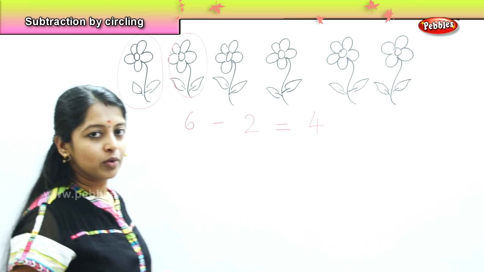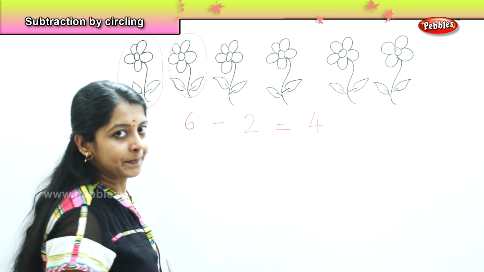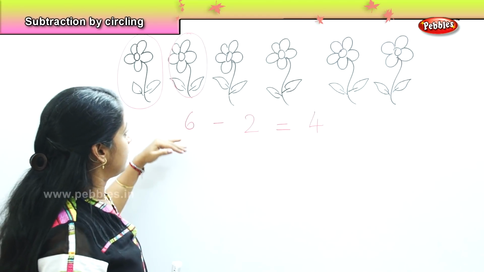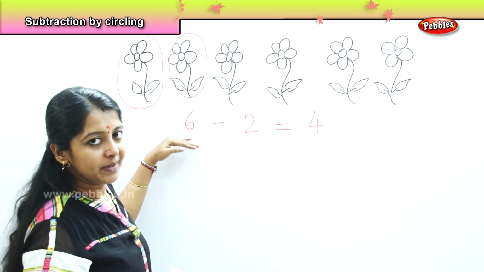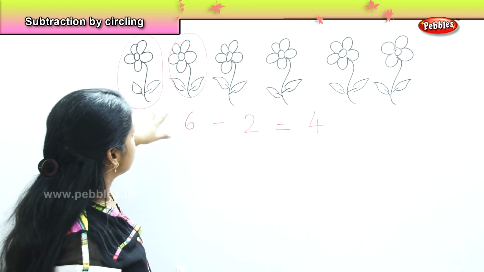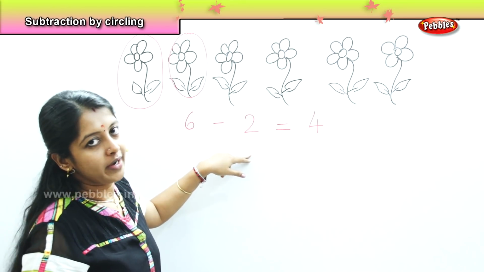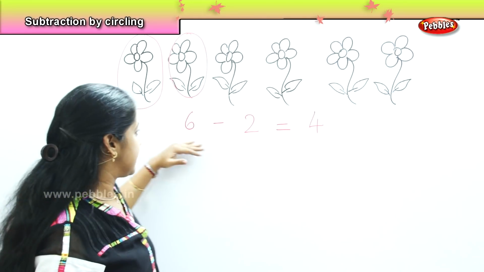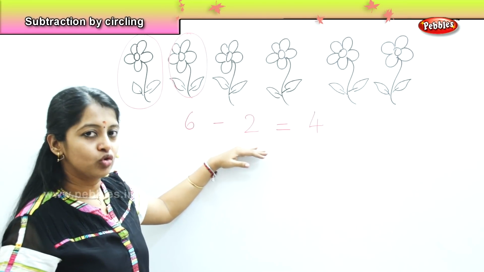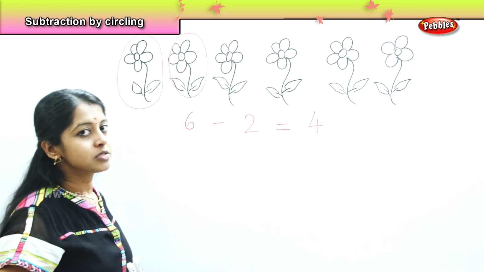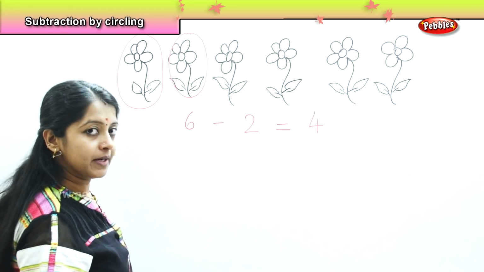Shall we do it with one more example? Okay. So what did we learn here? When the existing number, the bigger number, that is 6, the flowers in which 2 flowers were spoiled, minus 2 equals to 4. 6 when subtracted with 2 becomes 4. Okay. So, shall we do with the next example?